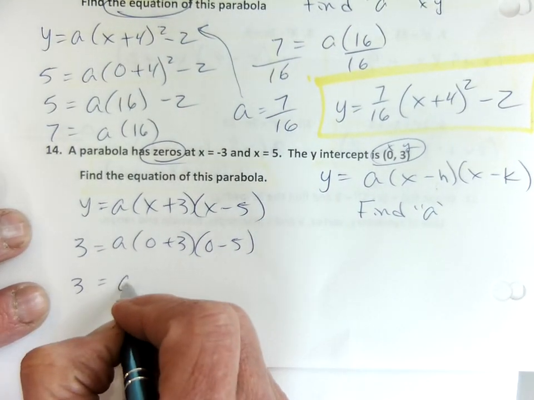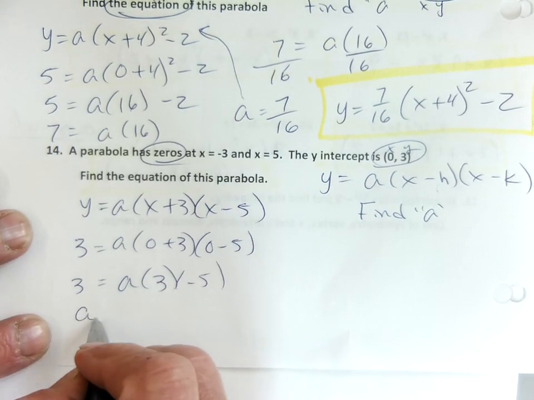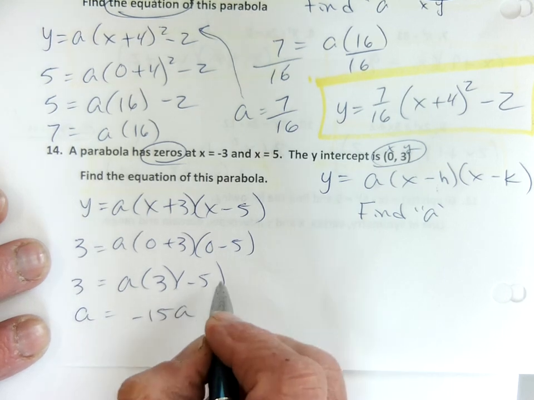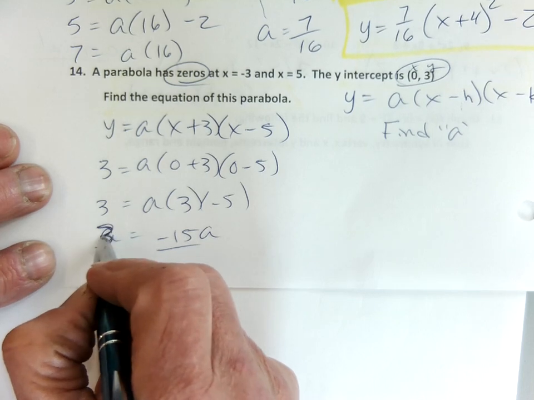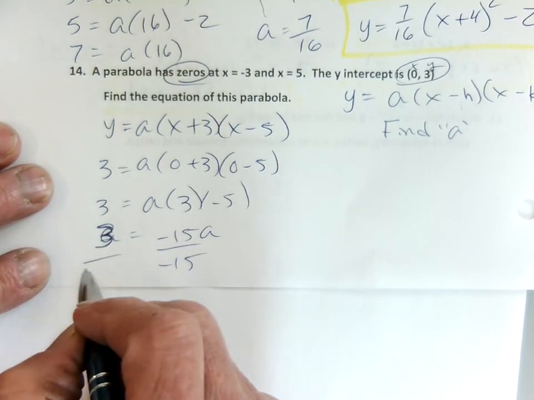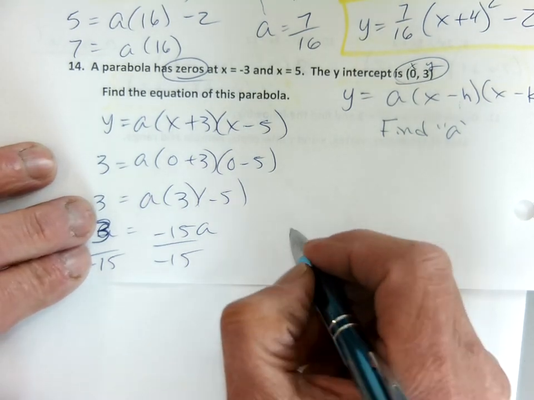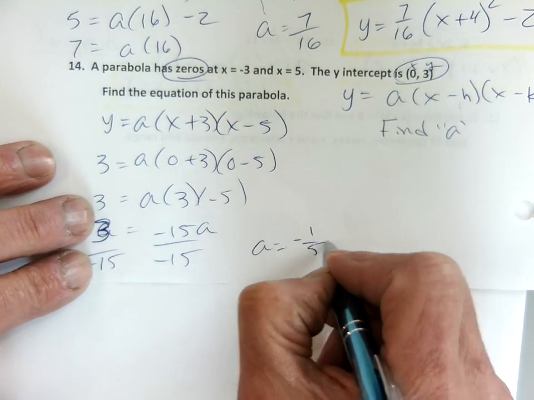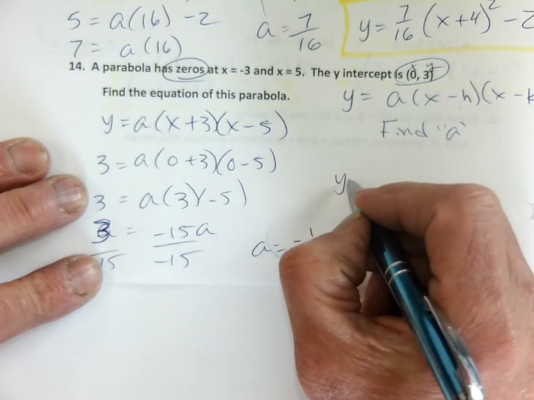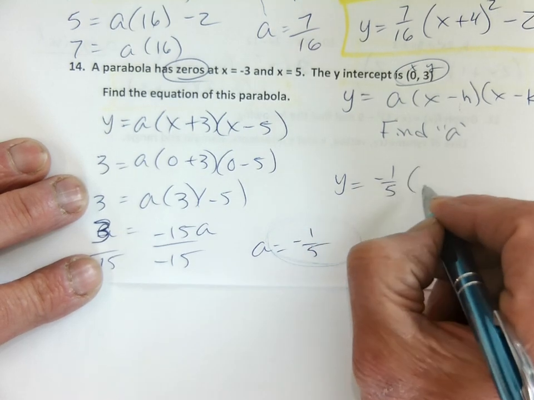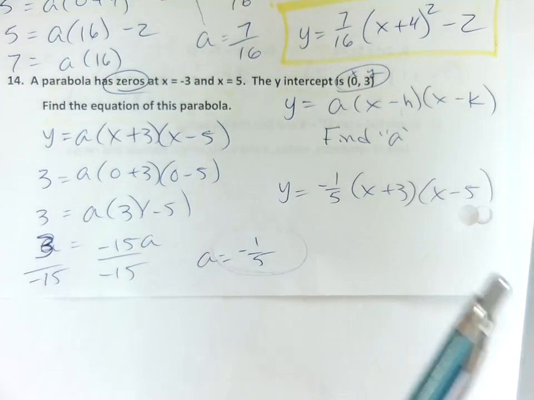3 equals a times 3 times -5. 3 equals -15a, because I just multiplied those, 3 times -5. Divide, oops, that's a 3, my bad. Divide by -15, and I can reduce this to -1/5, right? 3 and 3, so a is -1/5. Okay, so I'm going to put my -1/5 right there. So I'll rewrite this as y equals -1/5 times (x plus 3)(x minus 5). And there I have it, okay?